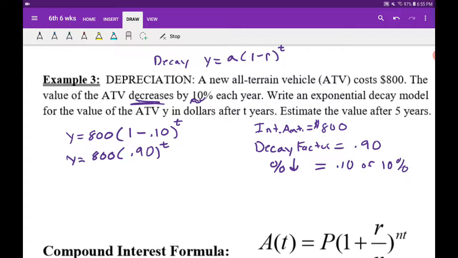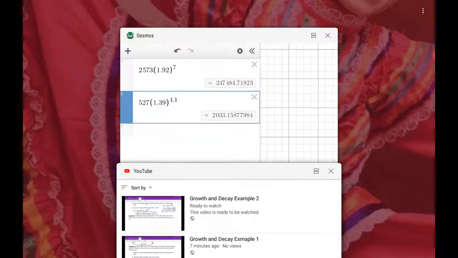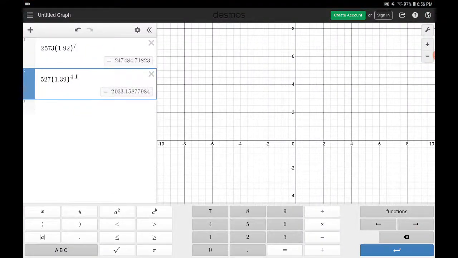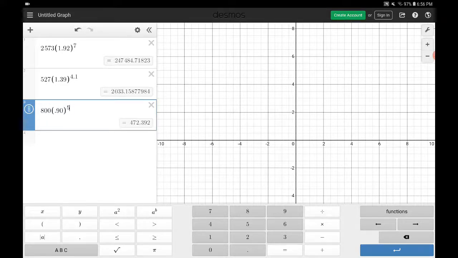Now that that's out of the way, they want to know what the value of this ATV will be after 5 years. So I'm going to put y equals 800 times 0.9 to the 5th power. Let's go ahead and put that into the calculator, the little Desmos calculator. Enter for a new calculator there. So 800, parentheses, 0.90, to the power 5 years, and we get $472.39 as the worth of this thing after 5 years.